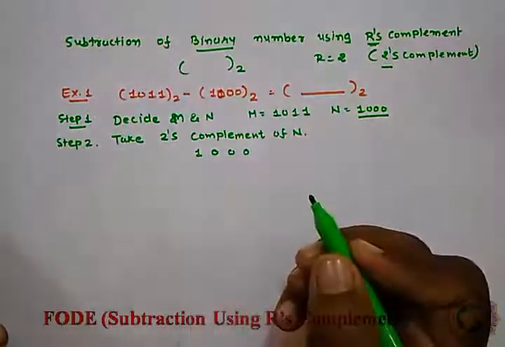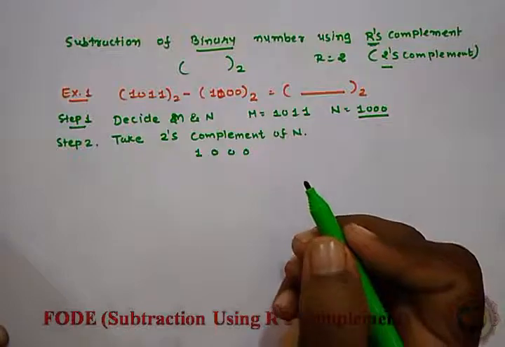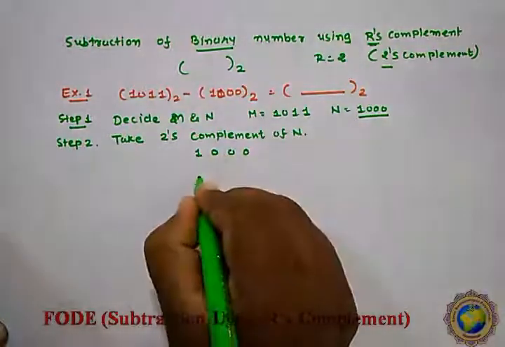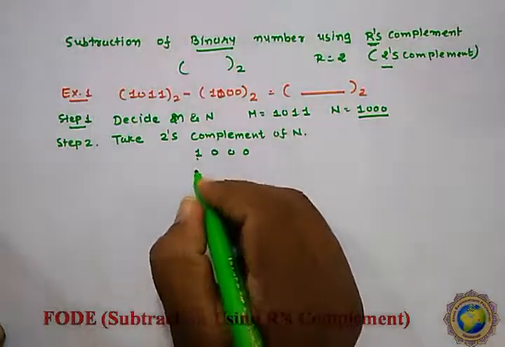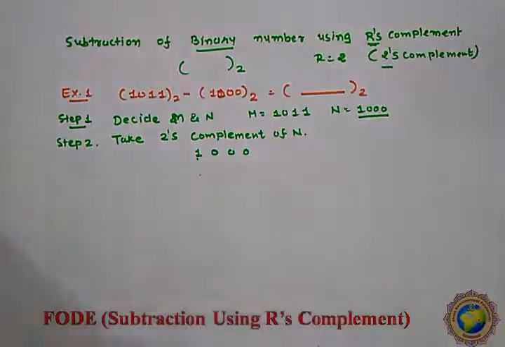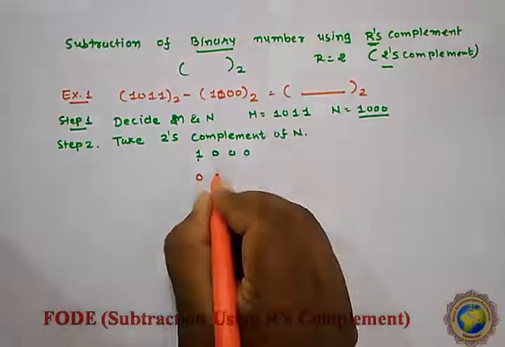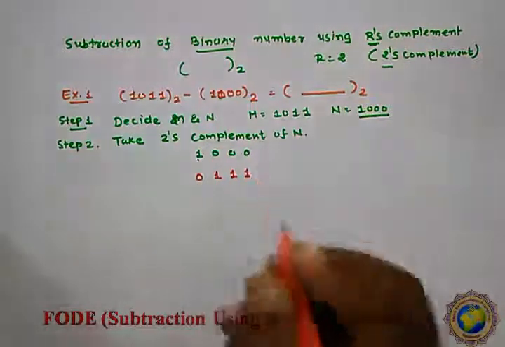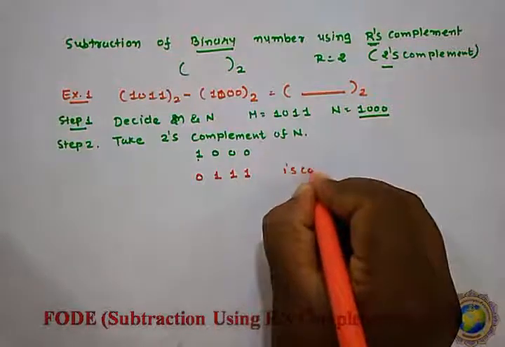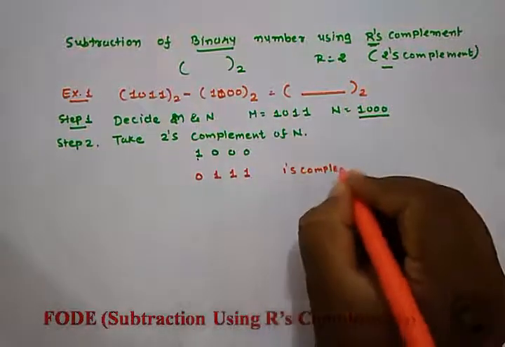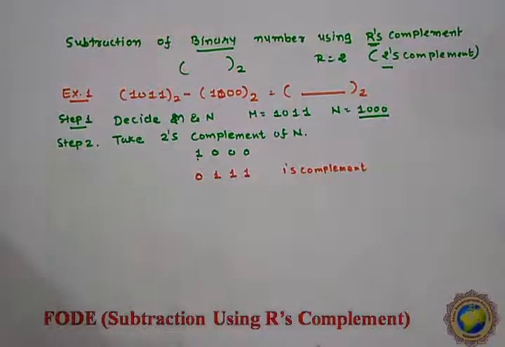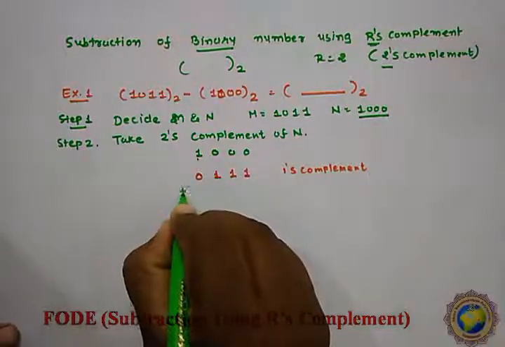First perform the 1's complement. The meaning of the 1's complement is to replace 1 by 0 and 0 by 1. So here is a 1, so our 1's complement is 0. Here is a 0, then 1; 0, then 1; 0, then 1. So this is the 1's complement. Now we have to find the 2's complement.